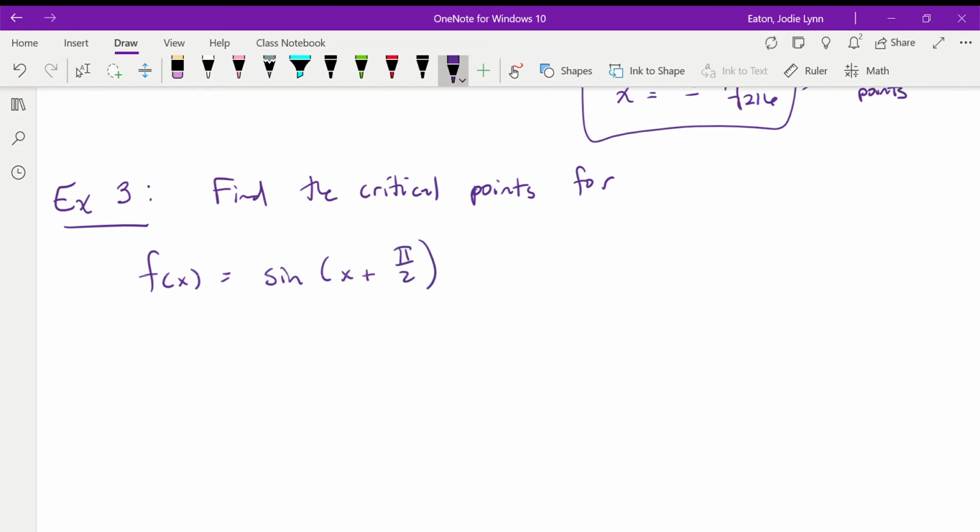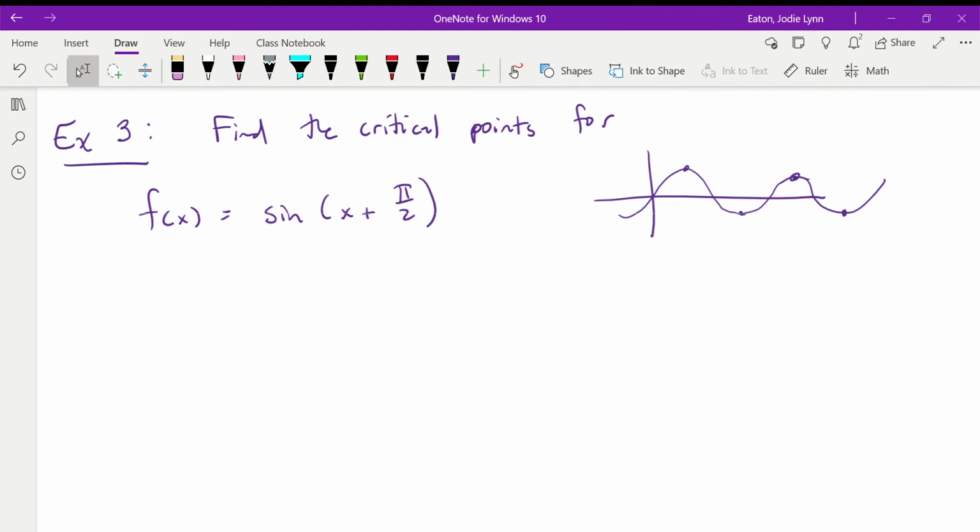So we're going to find the critical points for f of x equals sine of x plus pi over 2. If you recall, trigonometric functions are periodic. Without putting anything in, this is a regular sine function with a bit of a phase shift. If we think about y equals sine of x, we are going to have many local extrema. Let's try to solve this one. So we have f prime of x equals cosine of x plus pi over 2 times 1.